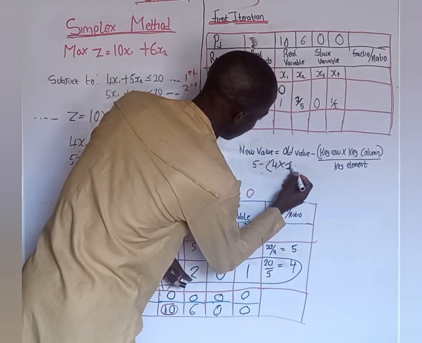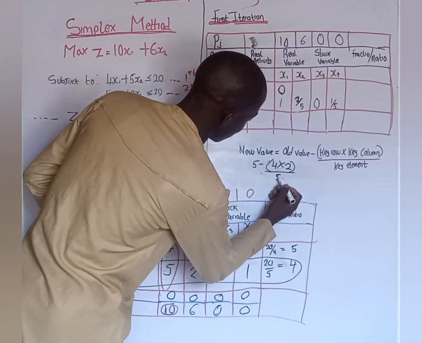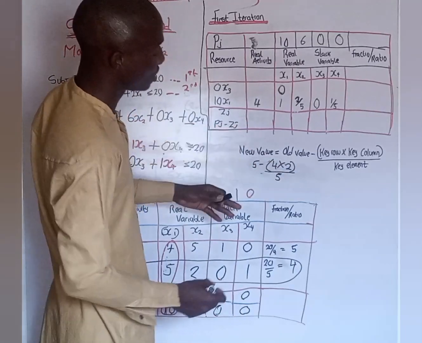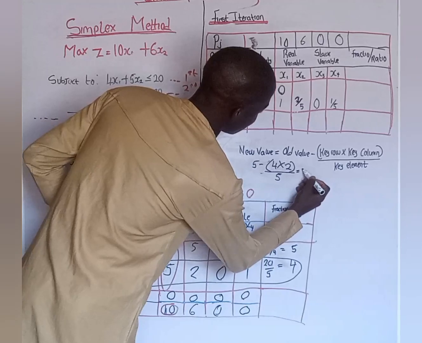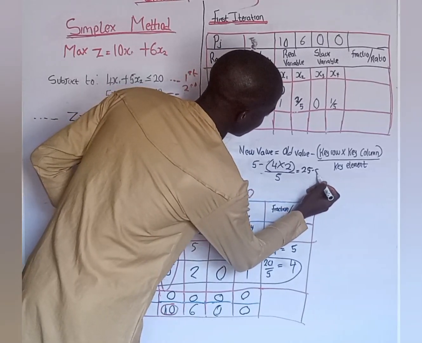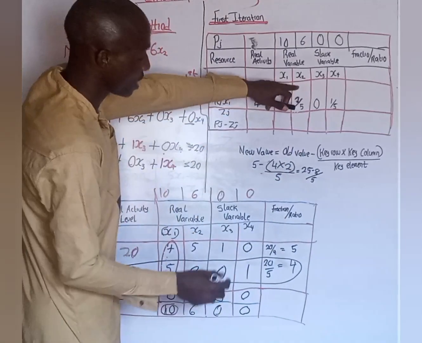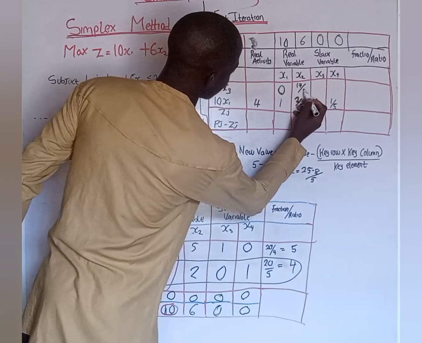4 multiplied by 2 all over the key element, which is 5. So I'm going to be having 4 multiplied by 2 over 5. That is what? 4 times 2 is 8. 5 minus 8 over 5 will give me 25 minus 8 all over 5. 25 minus 8 is 17. So the new value of x2, the new value of 5, will be 17 over 5.